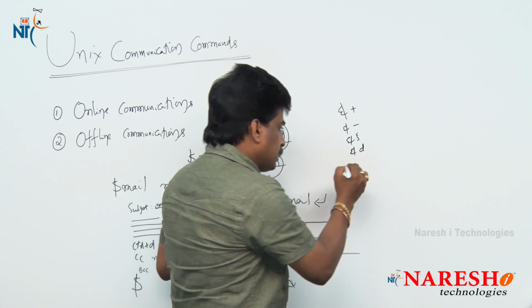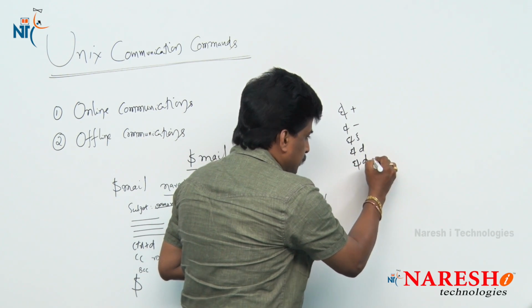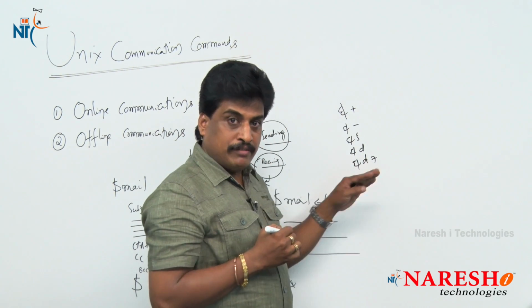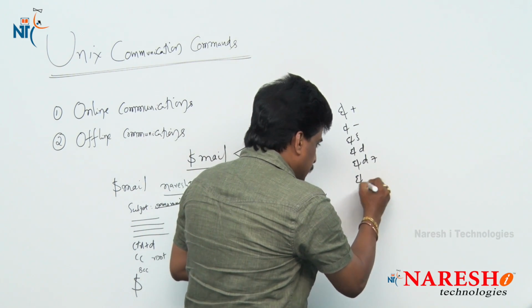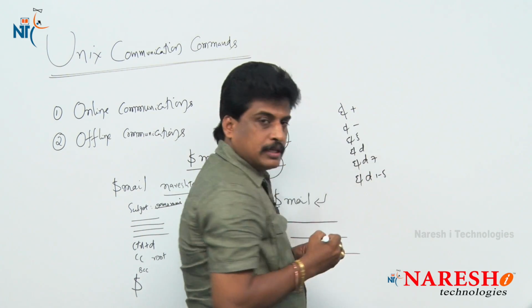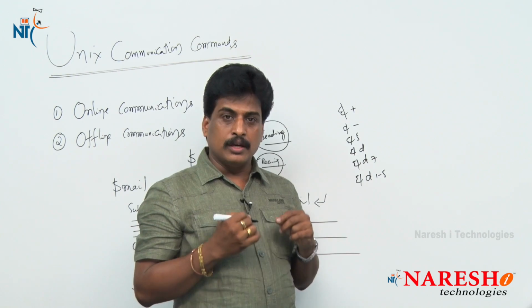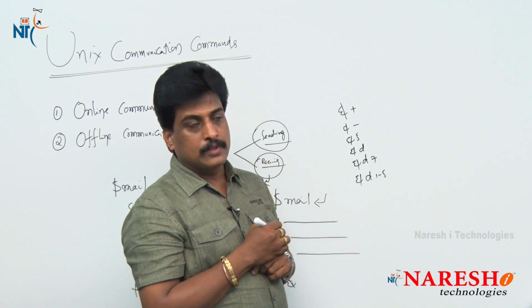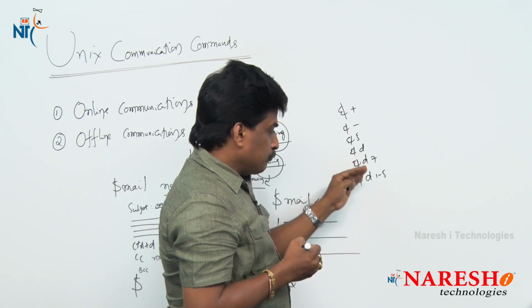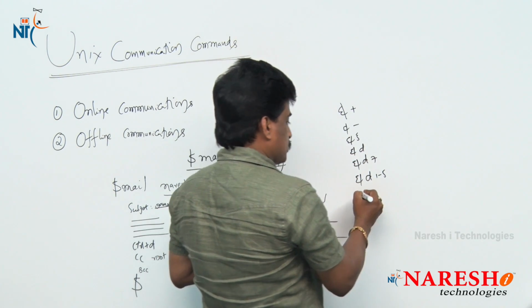No, if I want to delete a particular message, D7. So the seventh message will be deleted from your inbox. For example, I am saying D1 to 5. It deletes all messages between 1 and 5, including 1 and including 5. So this is a prompt. We can perform several actions here.